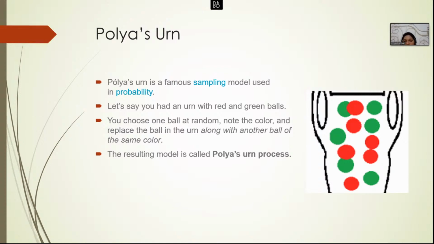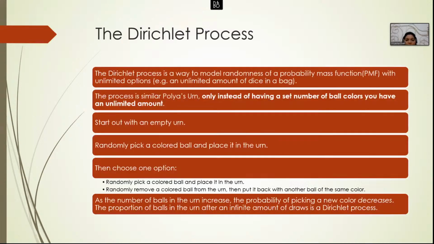So maybe if I'm picking a red ball, you note the color, and then you replace the ball along with another ball of the same color. Okay, and this resulting model, so if I take a red ball, I replace it with another red ball, or if I take a green ball and don't replace it at all, possible, right? So this resulting sampling technique is called Polya's urn process, and this is the basic principle that is used in the Dirichlet distribution also. Okay, so how is it used in the Dirichlet distribution?